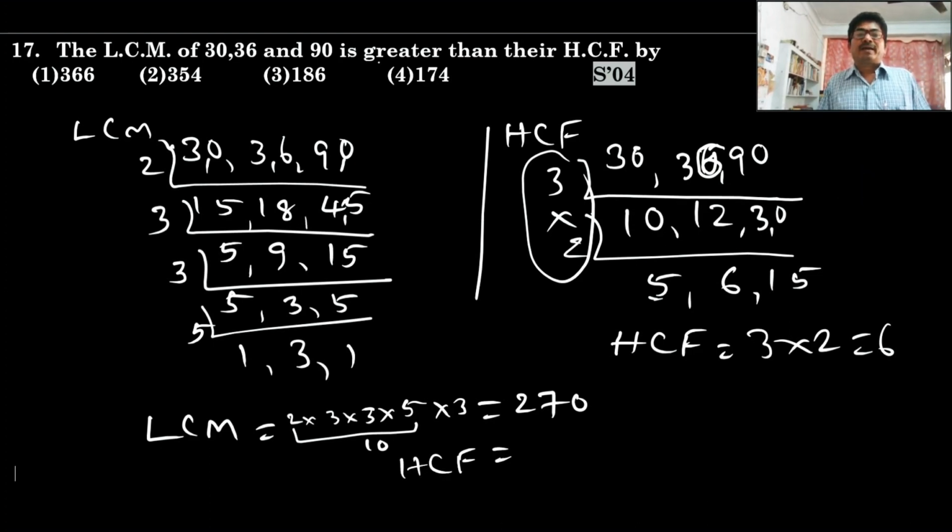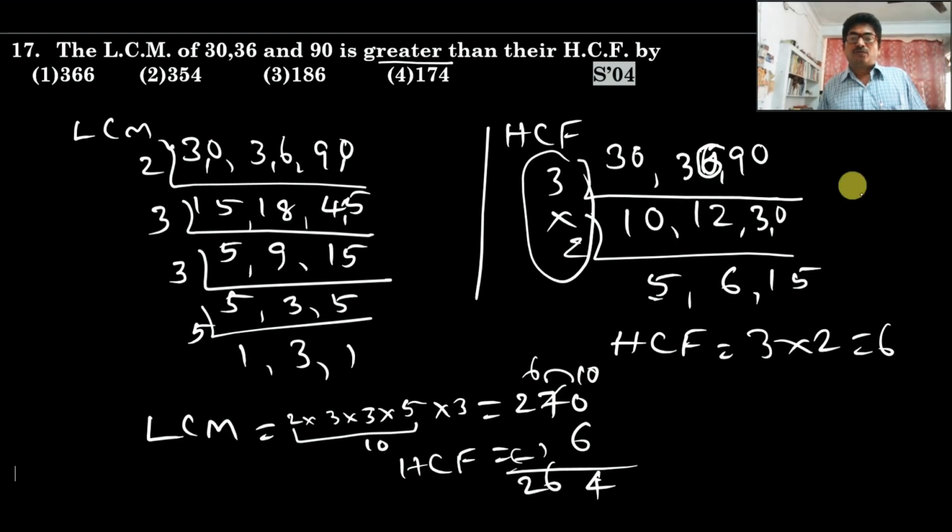Here it is greater, how much greater? We have to subtract the HCF from the LCM. To find how much greater or smaller, we have to subtract. We know, children. Borrow, 10 minus 6 is 4, 6 and 240, so 264. 264.